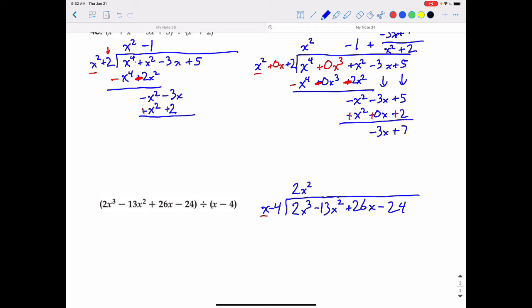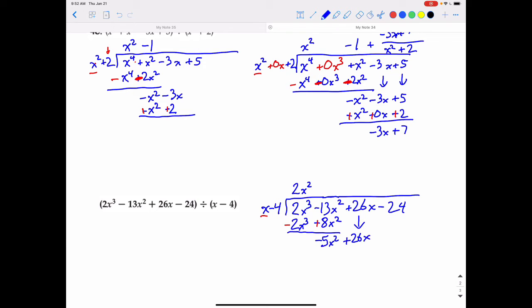So I think this is the first time this section that we've had a leading coefficient other than 1 in our answer. So 2x squared times x is 2x to the third. 2x squared times negative 4 is negative 8x squared. And then we're going to subtract the algebra way by changing the signs and adding them. So the 2x cubes cancel. Negative 13x squared plus 8x squared is negative 5x squared. And then we'll bring down the positive 26x, and we'll do it again.